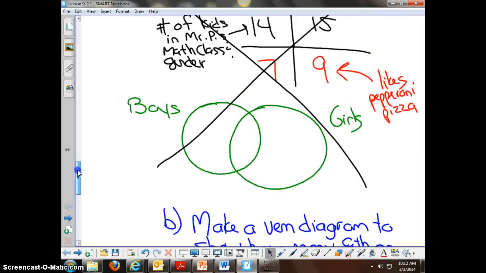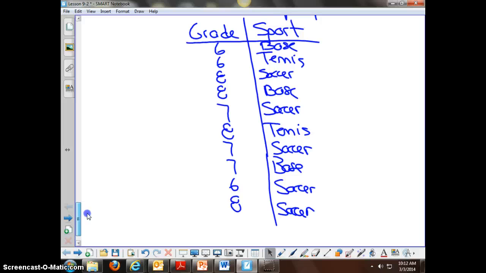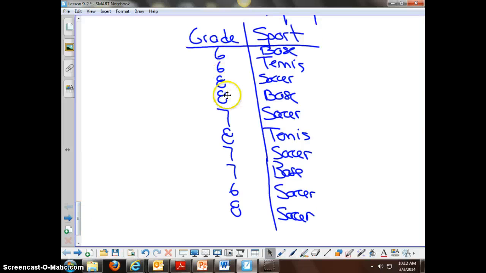So as you know, a Venn diagram compares different sets of data. So in this situation, we have two sets of data. We have the grade that we're looking for, and we're looking for a specific sport. So we're looking for 8th graders, and we're looking for a specific sport. In this case, it's going to be soccer. You guys have all the data recorded in your notes? So again, we're looking for 8th graders that play soccer.